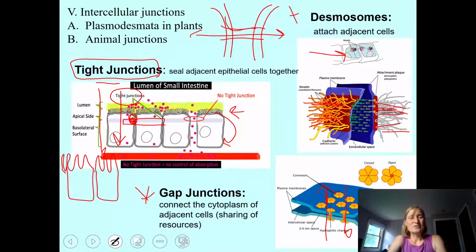Okay, so different kinds of junctions. The plasmodesmata and the gap junctions are more similar from plants to animals, but these other junctions are important too.